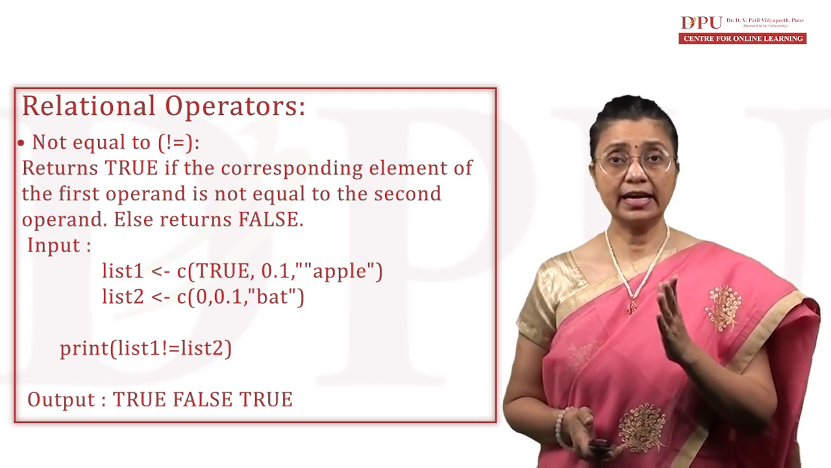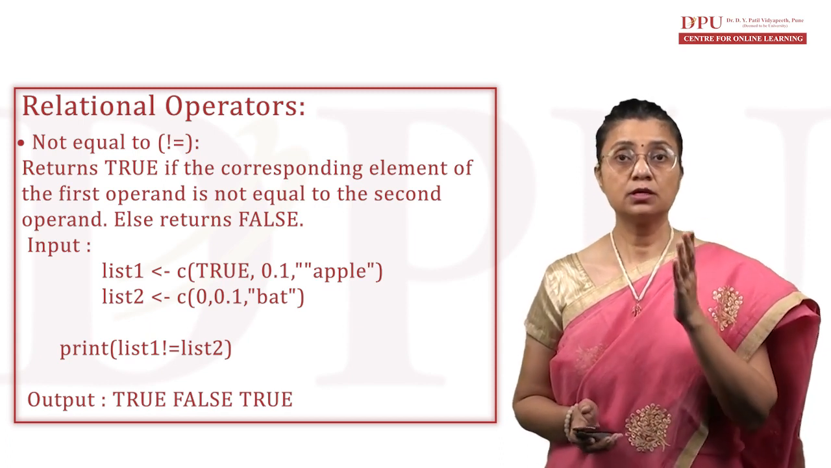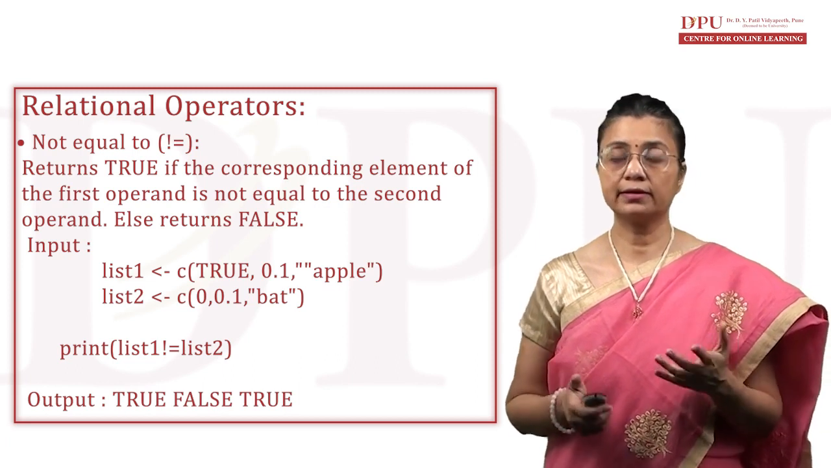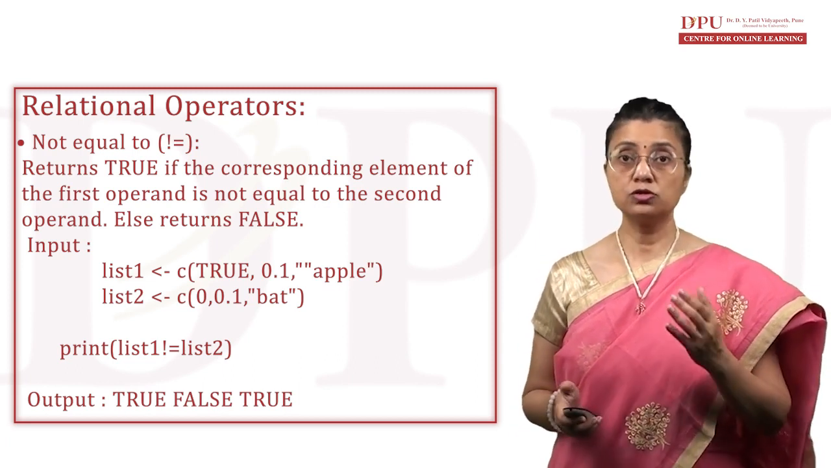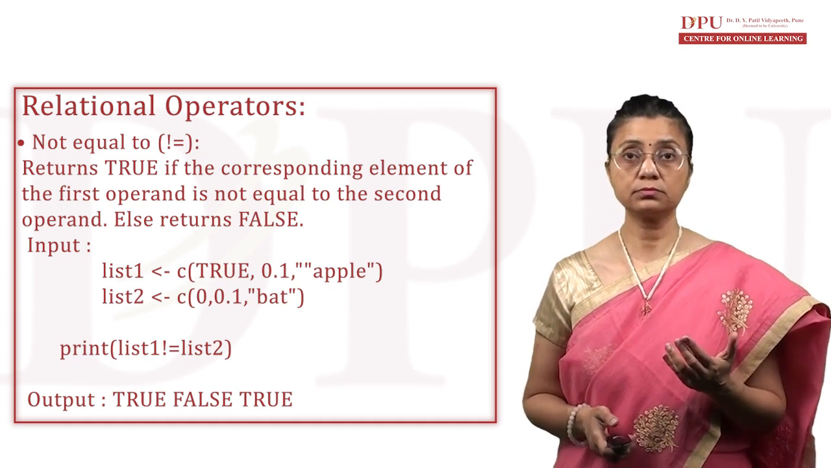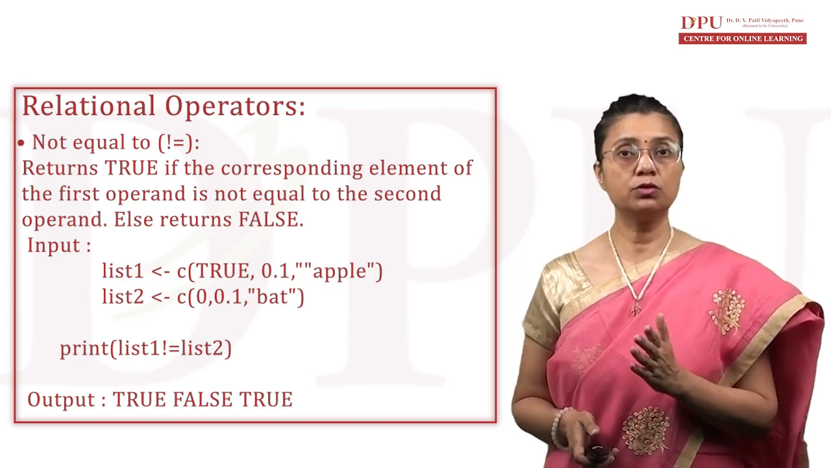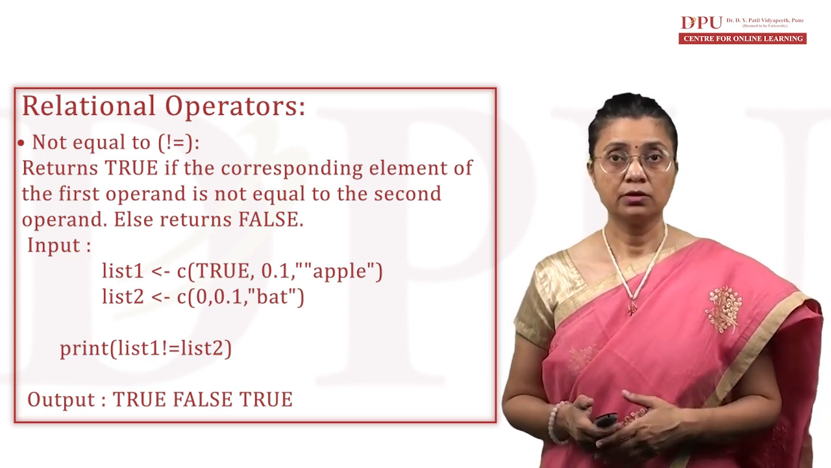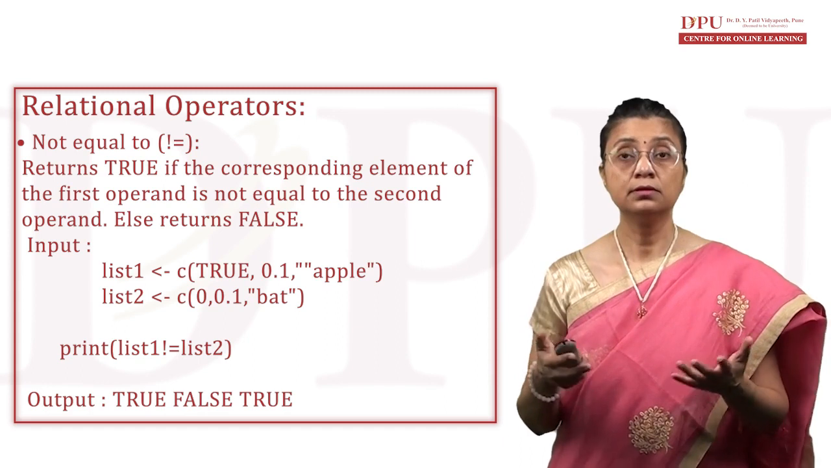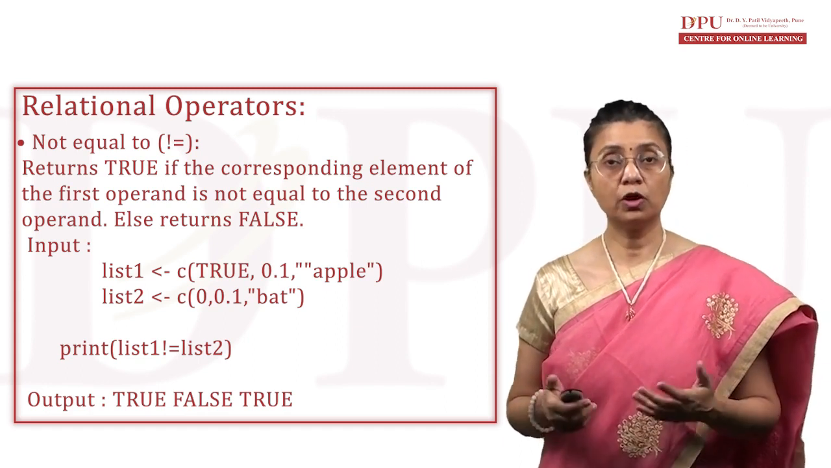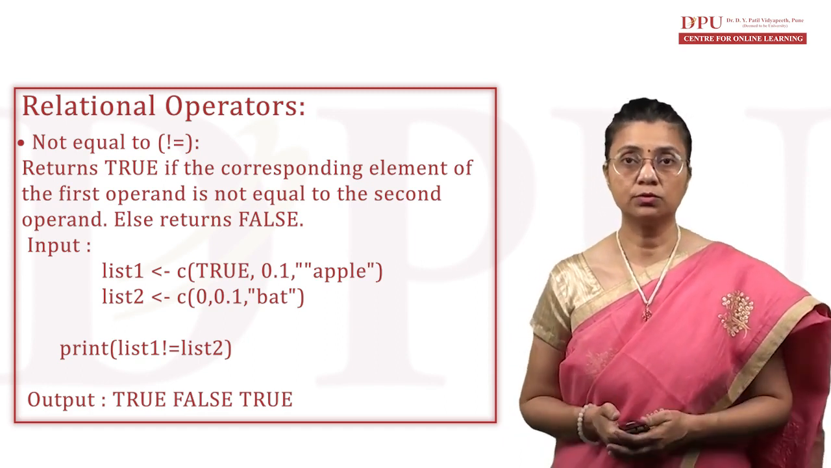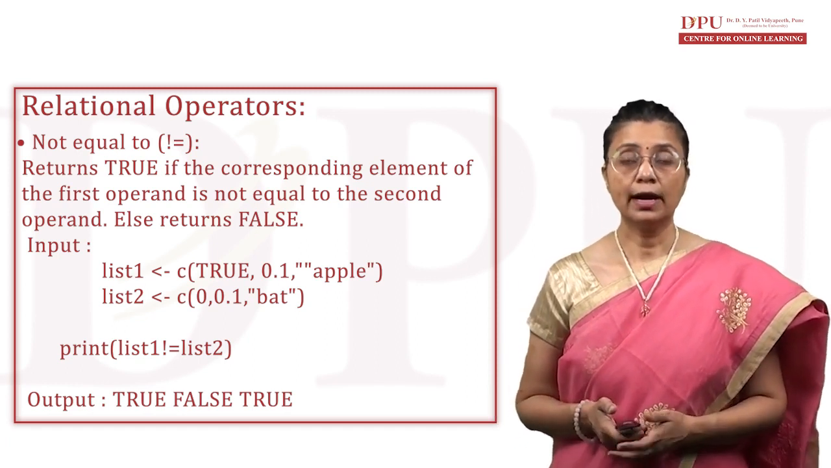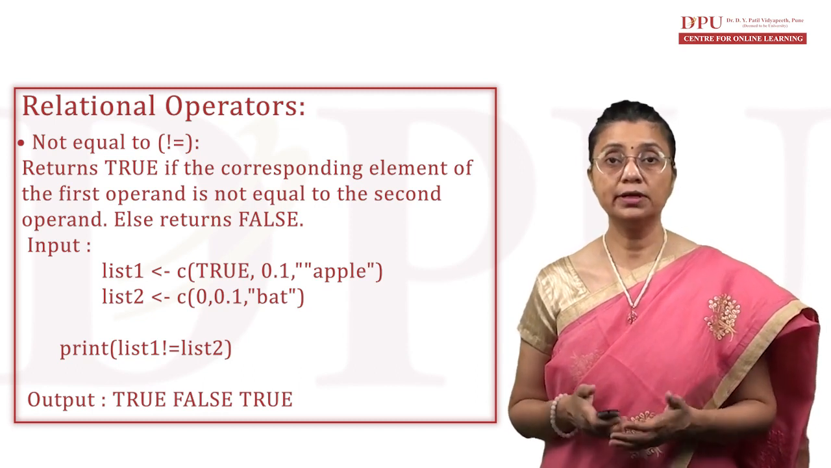So if we check element by element, true is not equal to 0, which is correct. True is 1 and 0 is 0, so the output would be true. 0.1 is not equal to 0, which is again true, because 0.1 is not equal to 0. Apple is not equal to bat, which is true, so the output would be true.